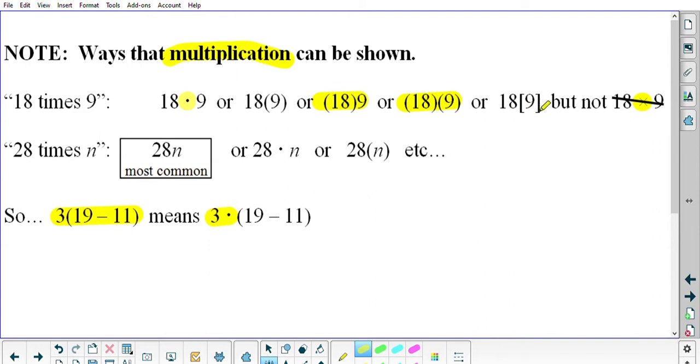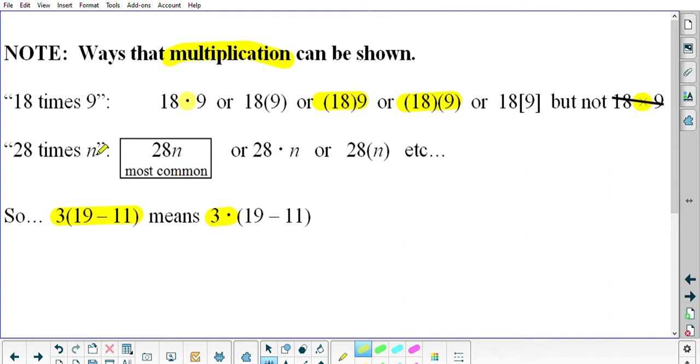You could even have the number in what we call brackets, which are kind of boxier looking parentheses. So anytime you have a number right next to parentheses with nothing between the number and the parentheses, that means that number is multiplied to whatever is inside of those parentheses.